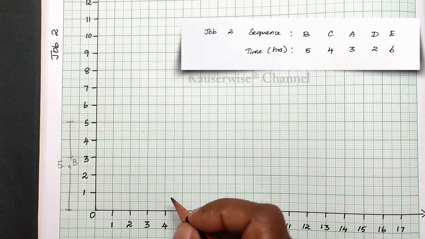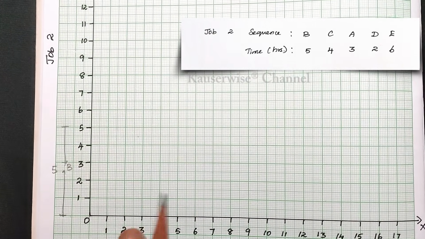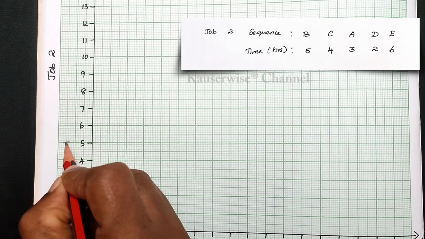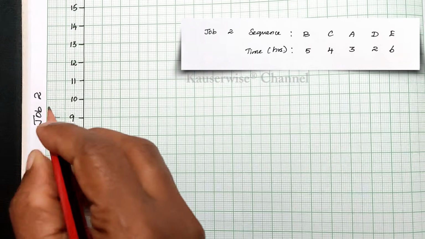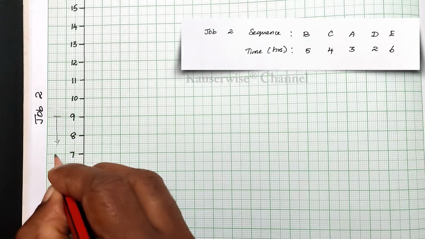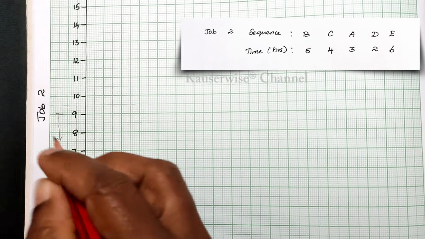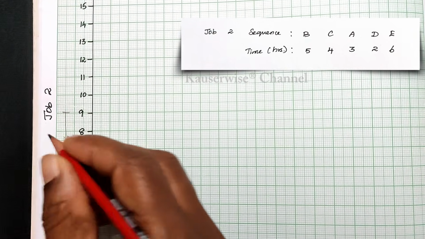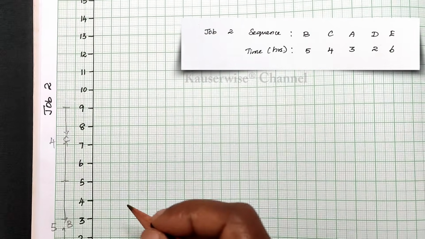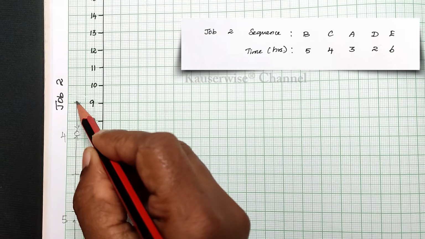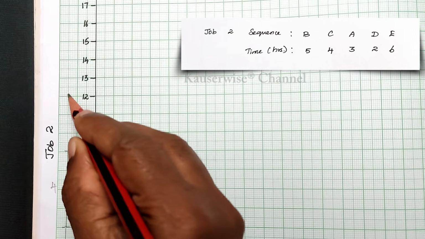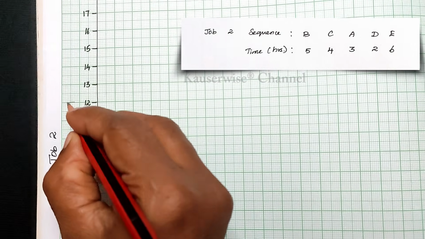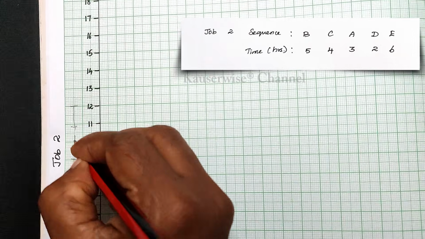Okay, the next process is mission C. Duration is 4 hours. Start from here. 1, 2, 3, 4. So this is the duration for the next mission, that is mission C. Duration is 4 hours. The next sequence is mission A. Duration is 3 hours. Start from here. 1, 2, 3.